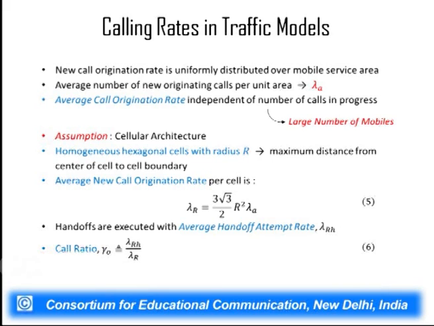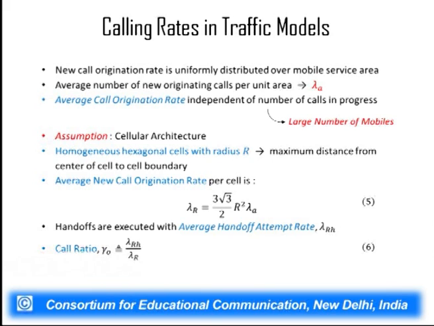Why is it so? It's because we have a large number of users and mobile devices, which means we are only concerned about the average value. We are not interested in checking the power levels or data rates for each of the devices; it's not practically feasible. So here we always talk about the average call origination rate, and it is independent of the number of calls in progress owing to the large number of users.